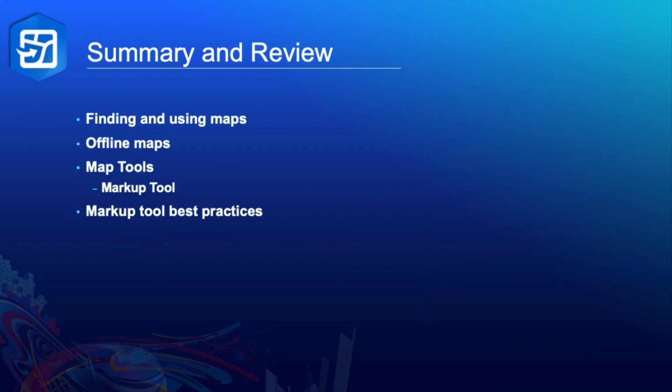And just a brief summary and review of our presentation. We first talked about finding maps, so searching for maps, groups, and favorites. We talked about offline maps, so offline areas and mobile map packages. We then talked about map tools, so bookmarks, base map, layers, legend, measure, share, searching for data and locations. And then we also talked about advanced tools like tracking, indoors, and markup, and then ended with some best practices for markup.